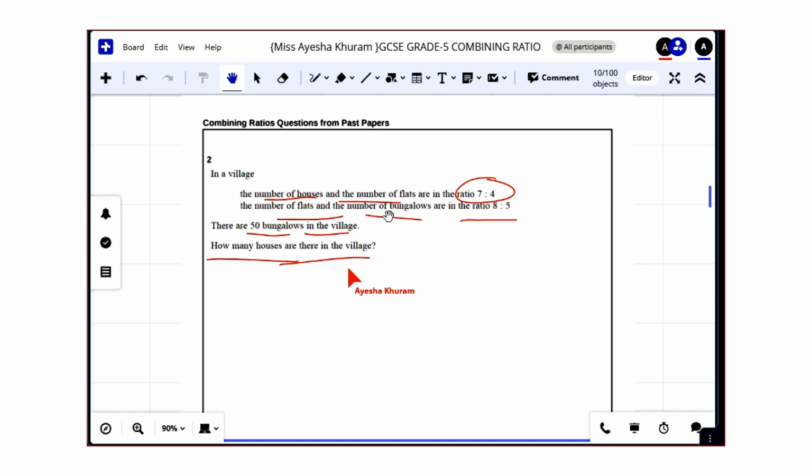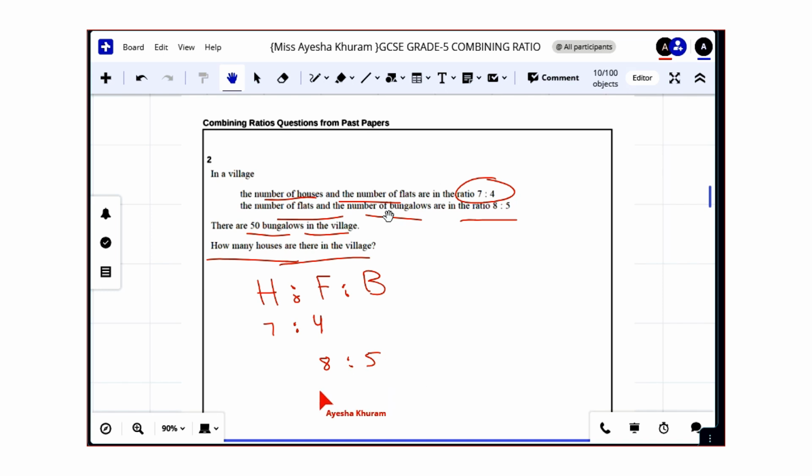I'm gonna label it this way. The number of houses is H, the number of the flats is F, and the bungalows is B. Bungalows mean big houses. So let's make a ratio with me. H to F is 7 to 4, and then flats to bungalows, I have 8 to 5.